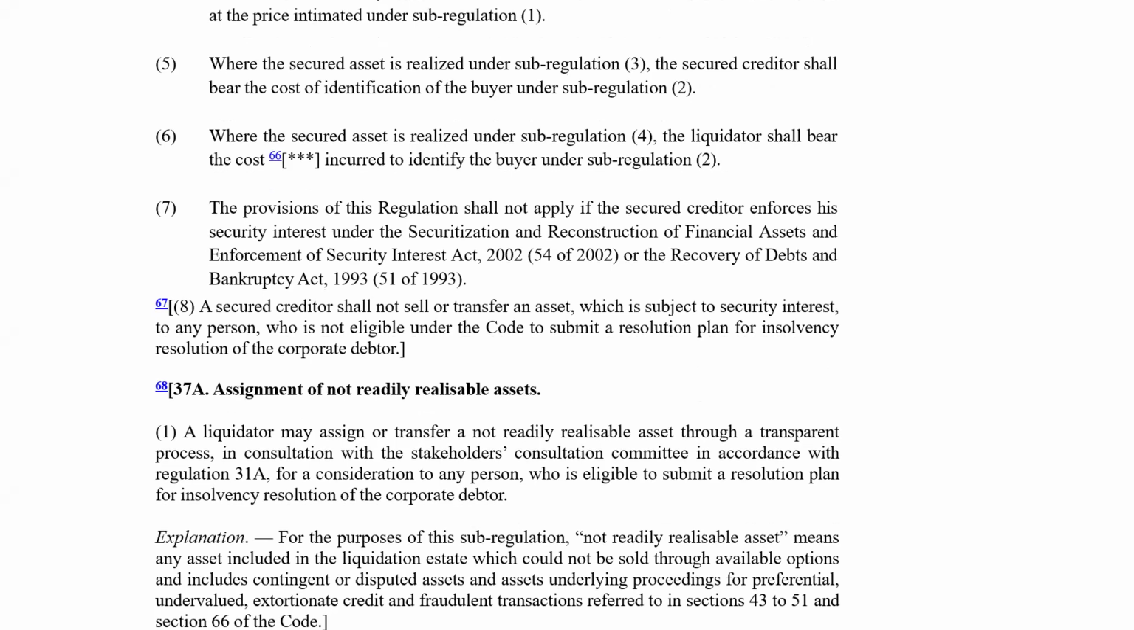Now another question will crop up in your mind, whether there is any other mode of enforcement of security interest apart from SARFAESI. Could there be any mode other than SARFAESI? Because it's a secured asset. Any answers?